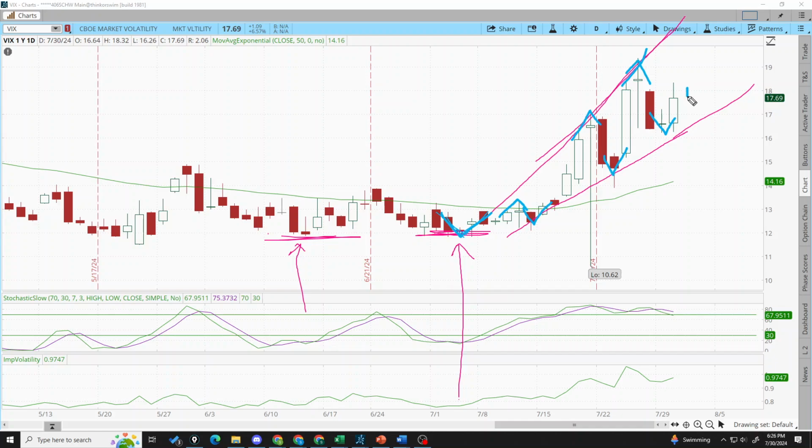Because I know that if this comes up and it moves a little bit and then it rolls over, that is a lower high. And that's actually quite a bullish signal. Okay, now we know what we're looking for.